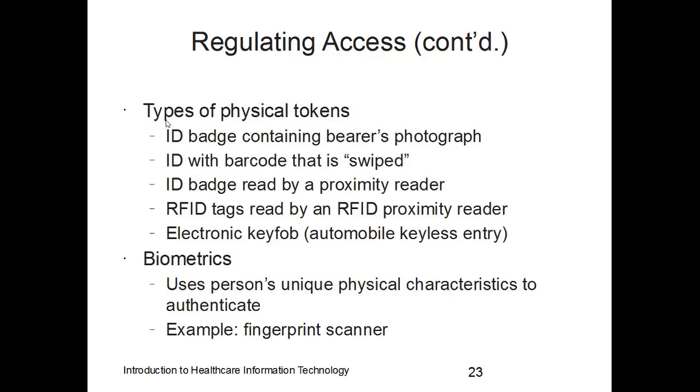You can also use different kinds of physical tokens to regulate access, such as an ID badge containing the person's photograph, an ID badge that has a barcode that is swiped in order to open the door, an ID badge that's read by a proximity reader. You can have an RFID tag that's read by a proximity reader. You can also use an electronic key fob, which is a keyless entry like you would use on a car.